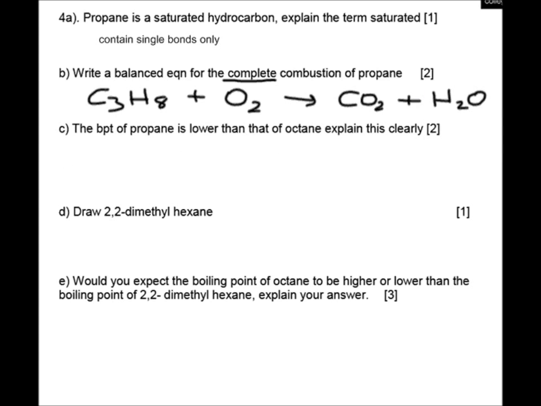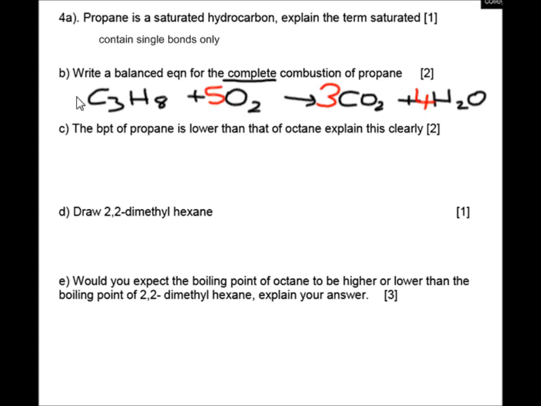The second mark then comes from balancing the equation. So as you can see, we've got 3 carbons here, so we're going to need 3 in front of the CO2. We've got 8 hydrogens here, so we're going to need 4 waters. And now we've got 4 oxygens plus 6 here, which is 10. So we're going to need 5 O2. The correct balancing will get you the second mark for that question.